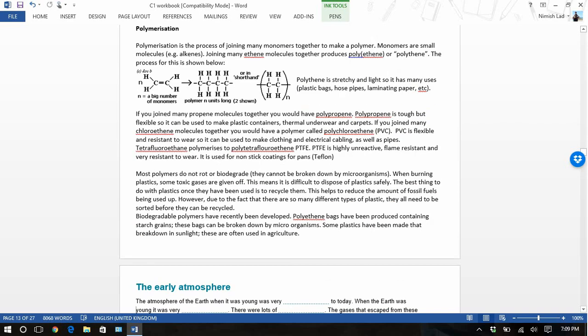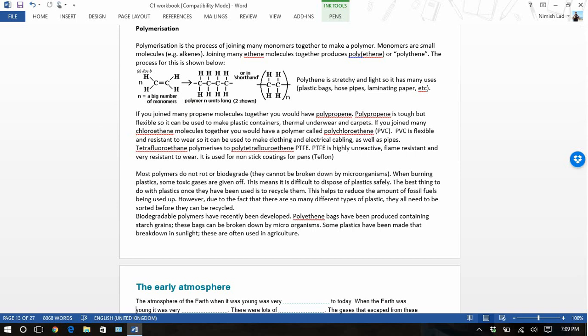If you have many propene molecules together, you'll have polypropene. Polypropene is tough and flexible, so it's used for plastic containers. The book boxes that we have at my school are made of polypropene, so you can store the books in them, and they're waterproof, and if you drop it, it won't break. Some thermal underwear and carpets are also made of polypropene because of its strength and flexible properties. If you joined many chloroethene molecules together, you would have a polymer called polychloroethene. That's PVC. That's resistant to wear, and it can be used to make clothing and electrical cabling, as well as pipes.